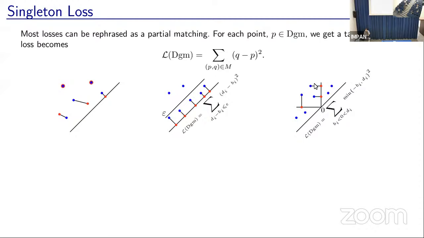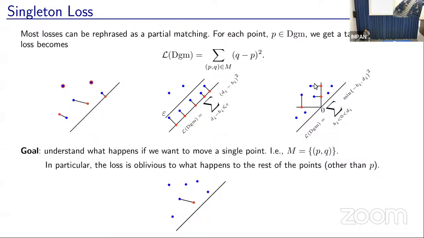And so what I want to consider in this talk is the simplest possible such situation. Namely, I have a matching, but it's a partial matching with just a single pair matched. So I have a blue diagram, and one blue point that needs to move somewhere. In particular, I don't care what happens to the rest of them. For one point, they prescribe a target, and the rest of the points, if they move in the process, then so be it. I place no constraints. So I will call such a thing a singleton loss.